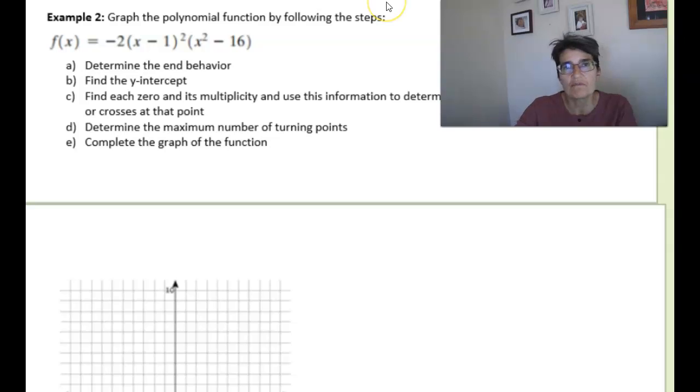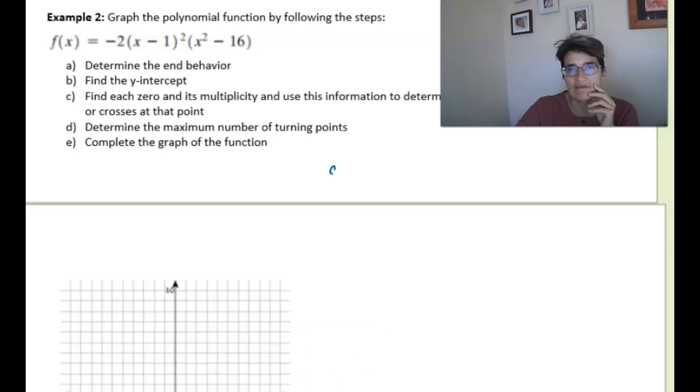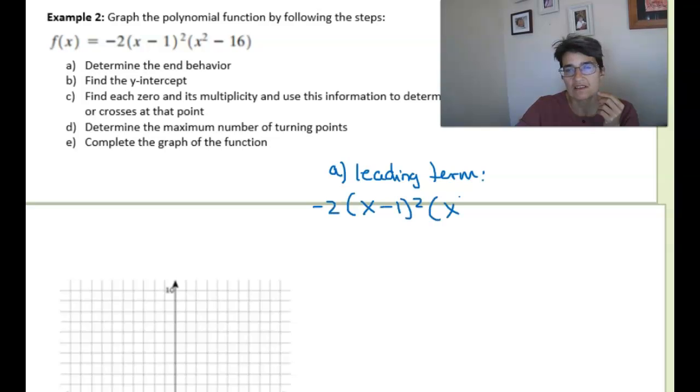So we're going to start with a different polynomial and go through the same steps. Ultimately we want to get a sketch of it. Part A, we want to determine the end behavior. Again, let's find the leading term first. So I'm going to look at -2(x - 1)^2(x^2 - 16).